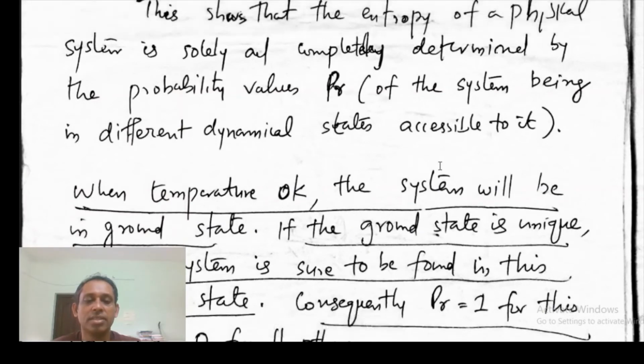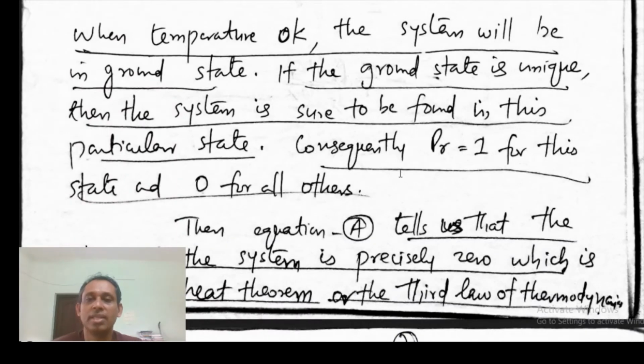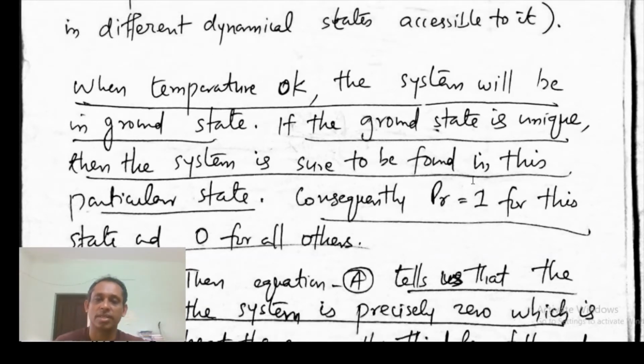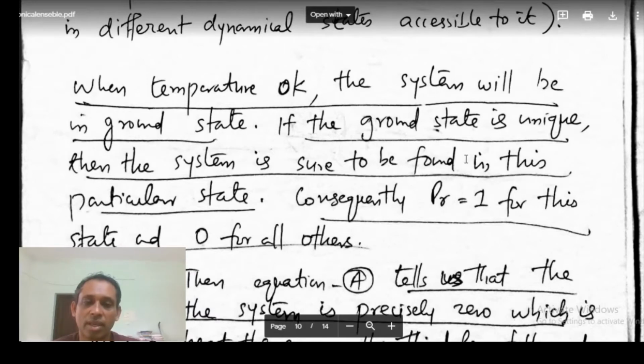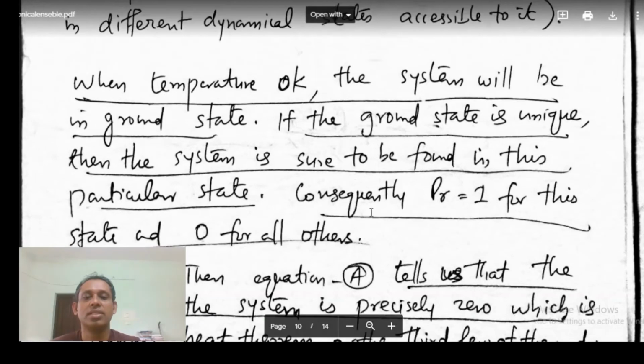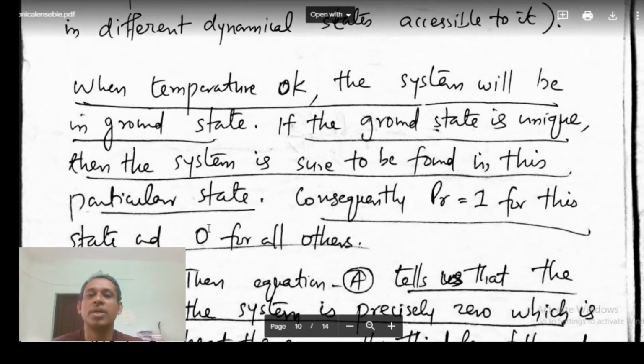Another thing is the third law of thermodynamics. The third law of thermodynamics directly follows from this equation. So let's see that. Suppose that the temperature is 0 Kelvin. We are bringing down the temperature of the system. So what happens is the system comes to the ground state. When you decrease the temperature, the system comes to the lowest possible state, the ground state. And if the ground state is unique, normally the ground state will be unique, then the system will surely be found in this particular state.